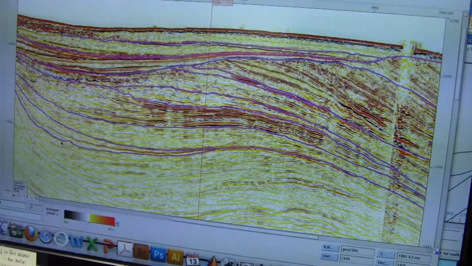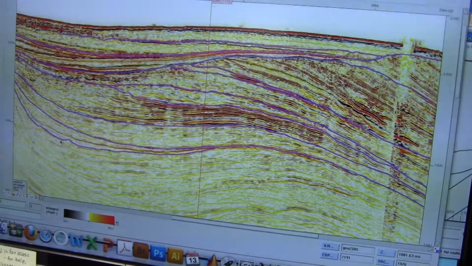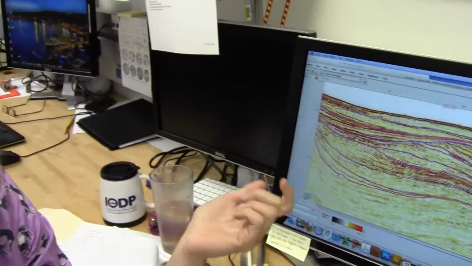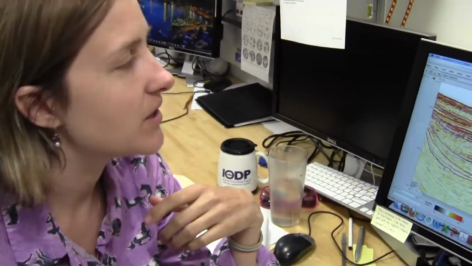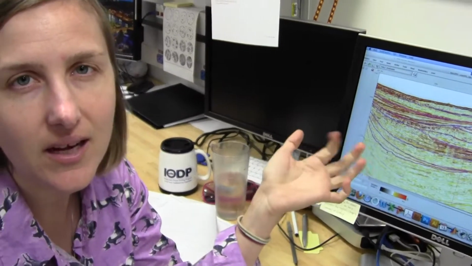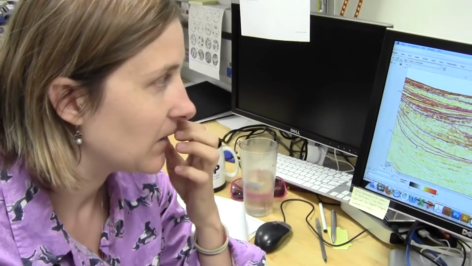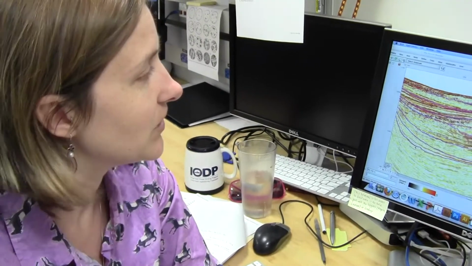So what we use these for is, well, there's two things that we use these lines for. The first one is they help us actually decide where we're going to drill. So we want to drill in a place that's going to basically give us the most information that we can, and we have particular scientific objectives that are developed by using these seismic lines, and then we can go in and make a good decision about where we're going to drill.